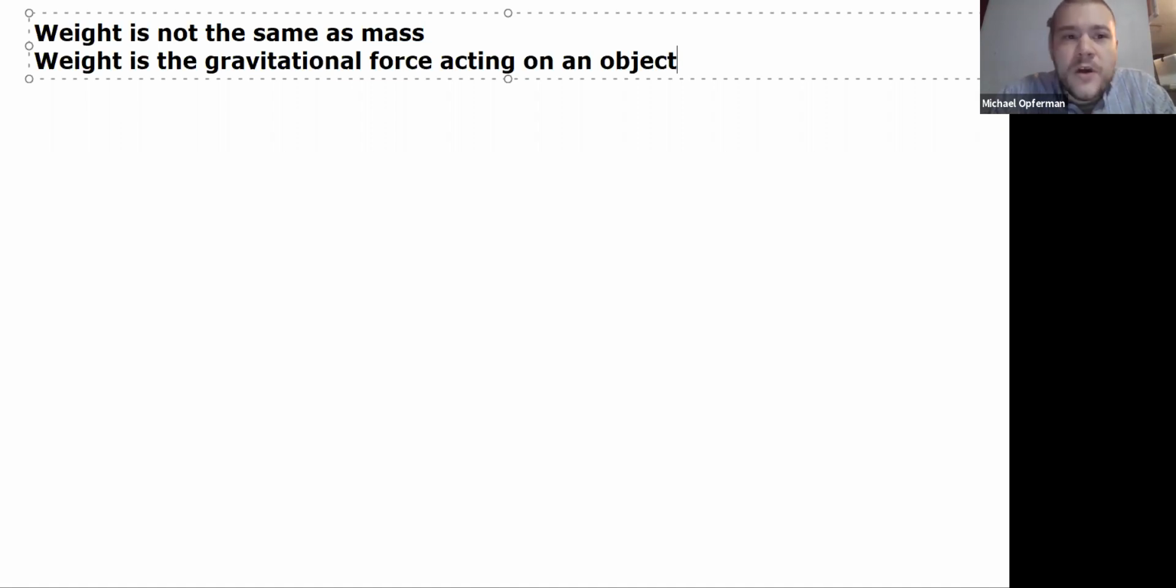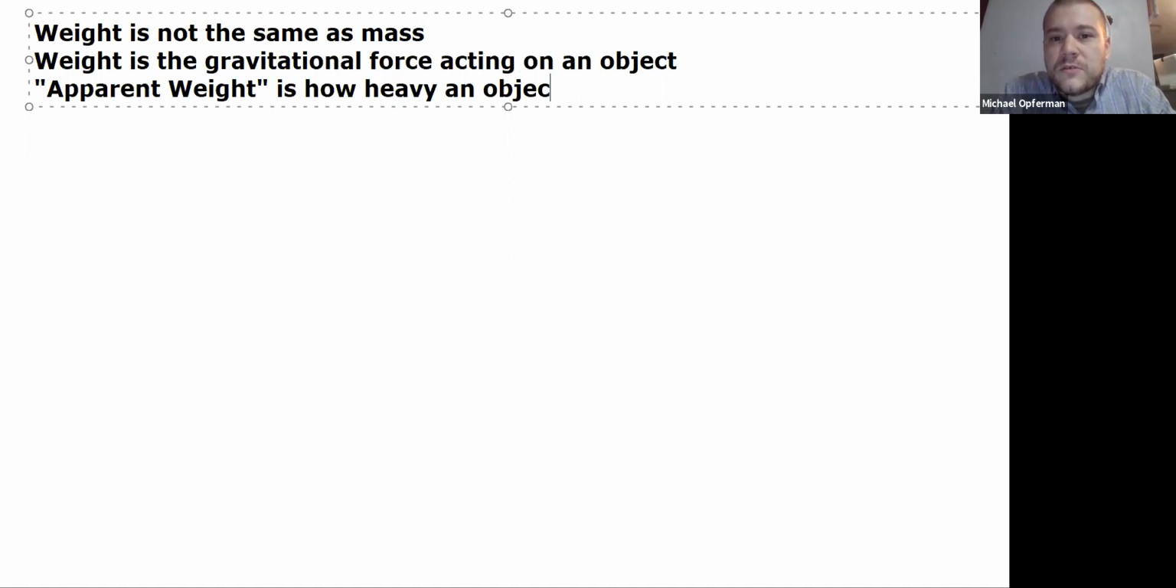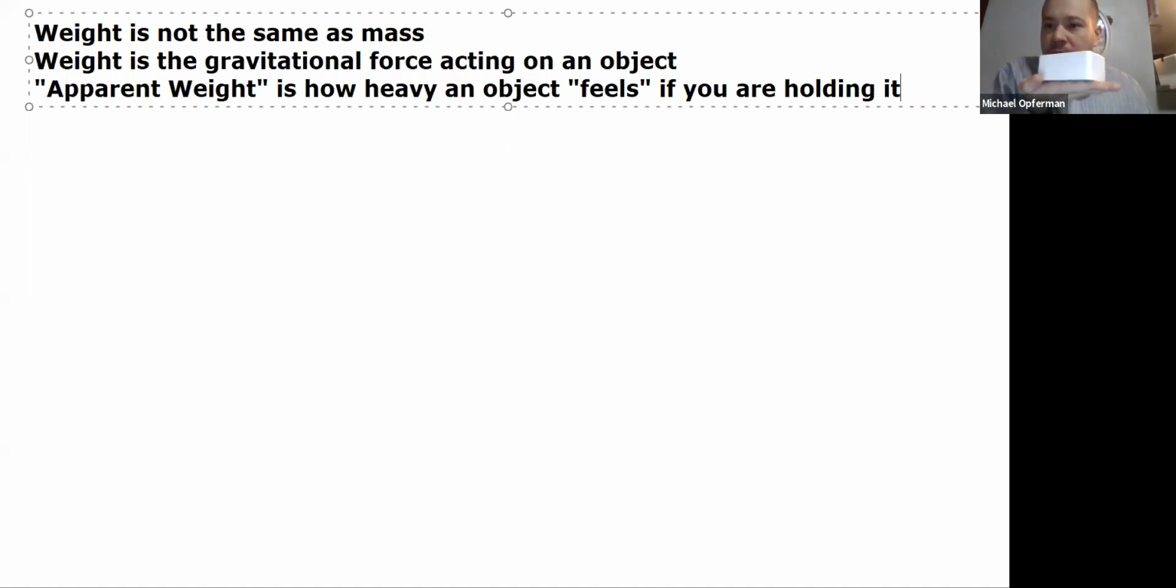There's another concept, though, that's a little bit more confusing. It's called apparent weight. Apparent weight is basically how heavy an object feels if you are holding it. And this is sometimes equal to the object's weight, but sometimes it's not equal to the object's weight. So let me explain. Suppose that you have an object like this and you hold it like that.